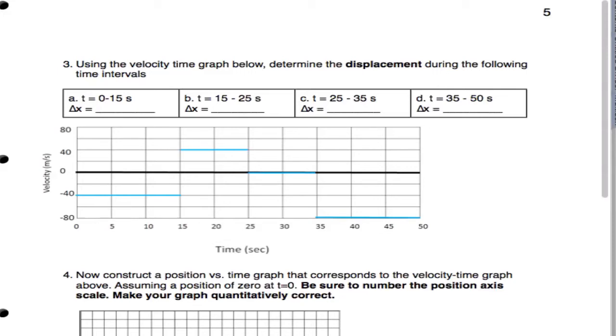So this is the second page of the test. We're going to get started. Using the velocity graph, we want to determine the displacement during the following time intervals, so let's be careful.